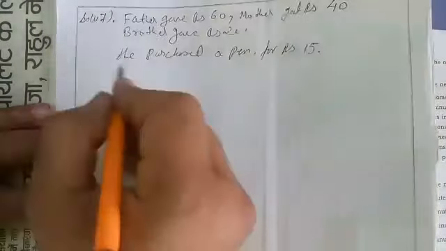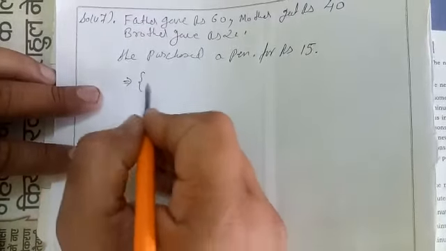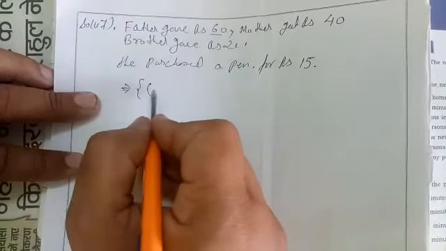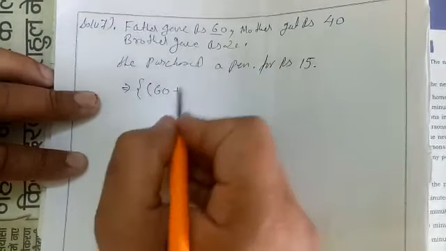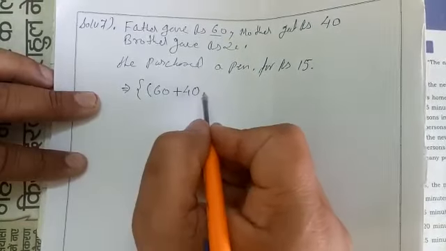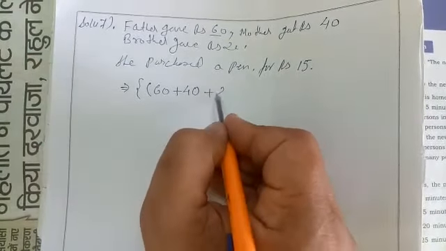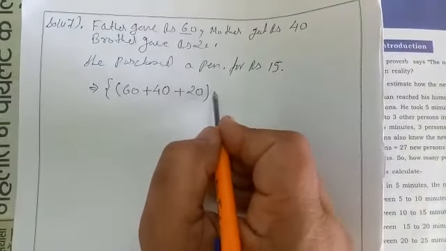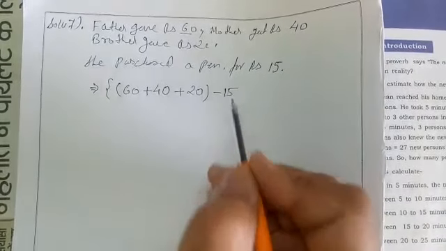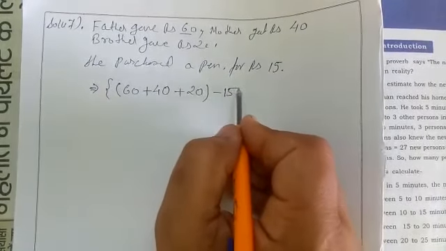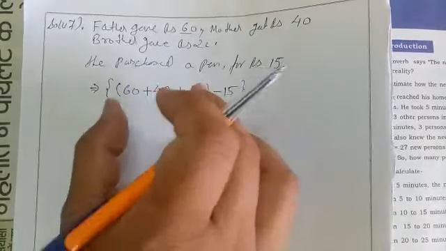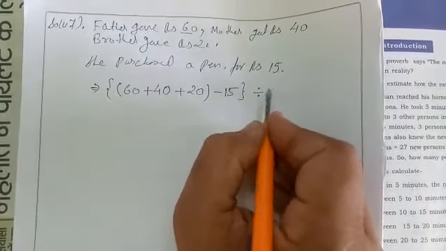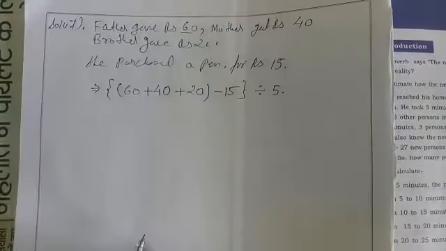Now how to write it? Using a bracket. Curly bracket, then curve bracket. What was the first amount she got from her father? That is 60. Plus from mother how much did she get? That is 40. And from brother how much did she get? That is 20. Then the first bracket closed. Then she has spent rupees 15 to buy a pen. That is minus. Then the bracket closed. Then whatever amount comes, the remainder she has divided and given to her 5 friends.